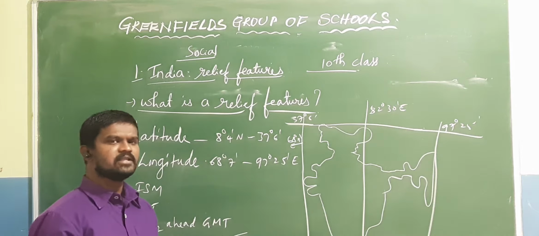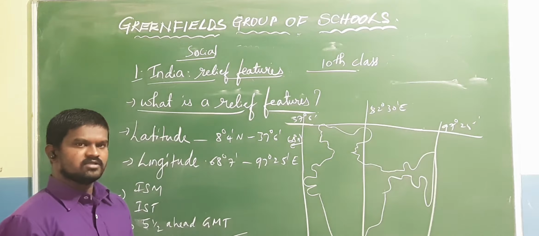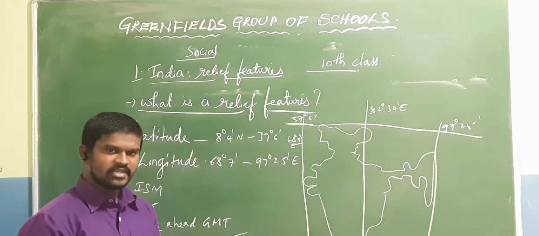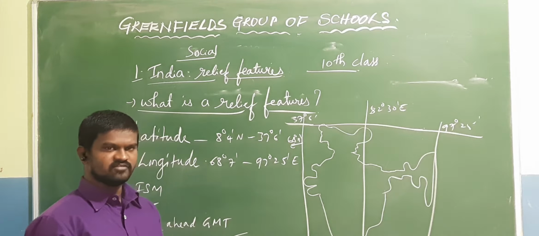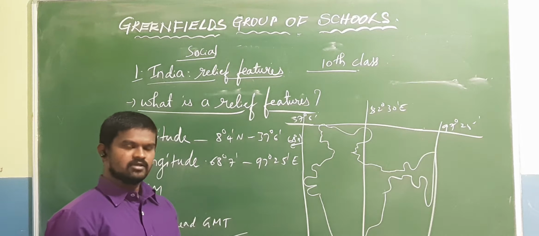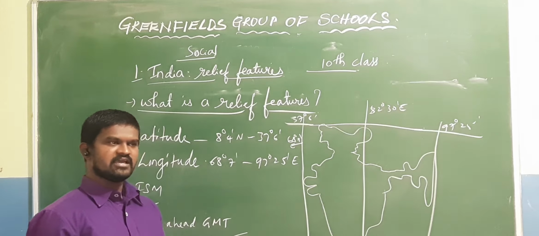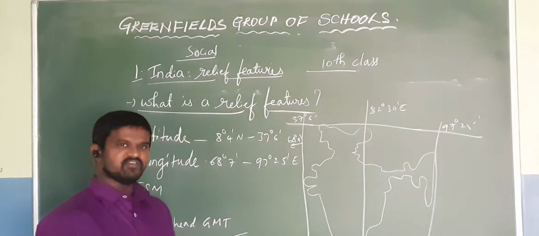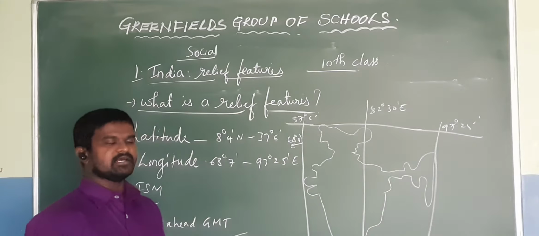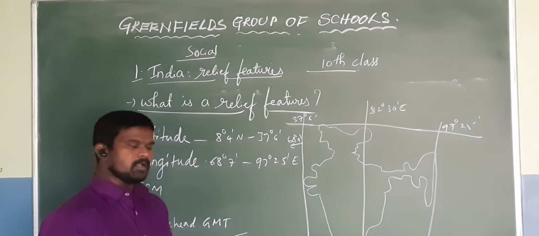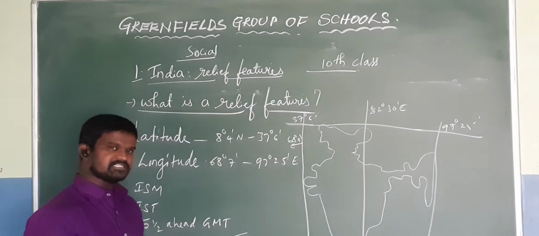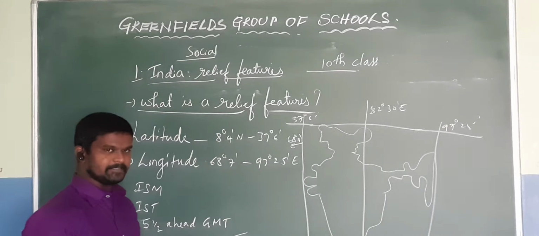What do you mean by relief features? The features which relate to the landscape of a particular area are called relief features, like mountains, plains, valleys, deserts, islands. These features are called relief features. Before we discuss the relief features, we are going to discuss the location of our country.